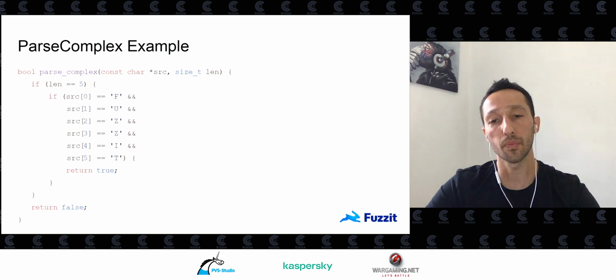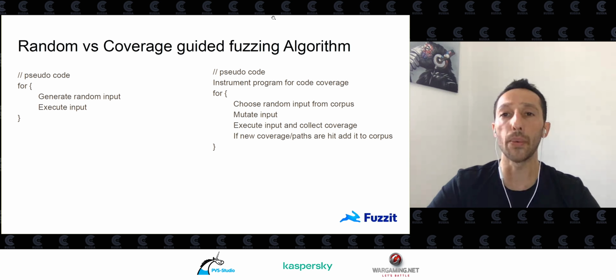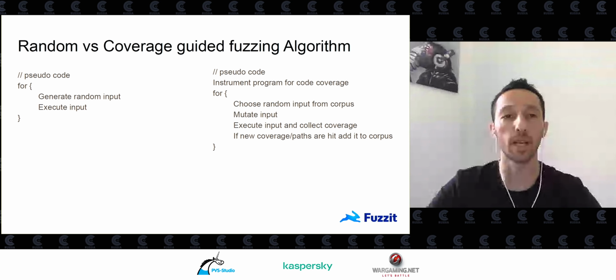So let's go to the next slide. Before I show you how to write a fuzz test, I want to go through a high-level description of how coverage-guided fuzzing works. On the left side, we can see how a random and traditional fuzzer works. It just generates completely random input each time, and then it executes the input. And if it found the bug, then great, it will save the input. If not, it will just generate another random input.